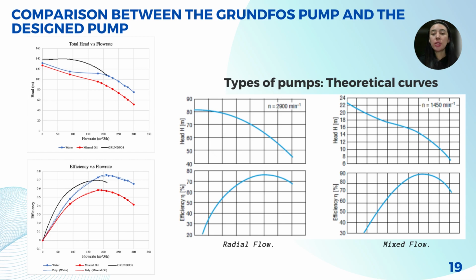This slide shows the theoretical head and the efficiency curves for radial and mixed flow. Note that the manufacturer's figure corresponds to the theoretical radial flow curves, while the figures obtained from the pump that was designed follow the trend of the mixed flow curves. Therefore, the form of entry and exit of the flow in each one of the two pumps will be different.